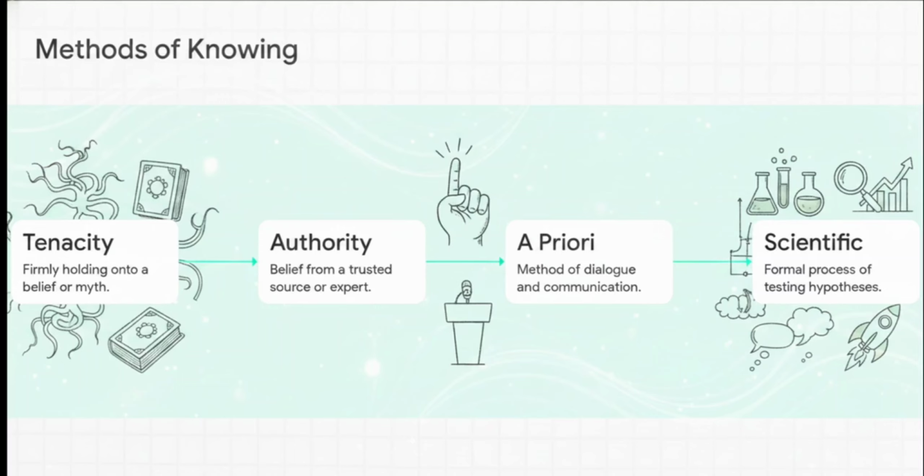First up is tenacity, basically stubbornly holding on to old traditions or superstitions. Then there's authority, where we just blindly believe a recognized expert without questioning them. Third is a priori, or the dialogue method, where we reason things out through debate and logic. But the true game changer? The fourth method, the scientific method. This is where we formulate hypotheses and rigorously test them. Every credible piece of modern research is built right here on this scientific foundation.